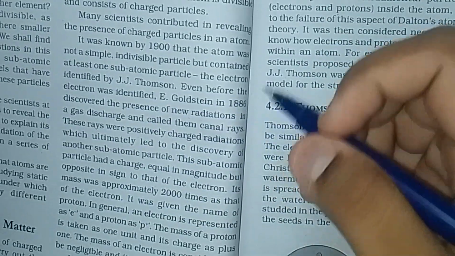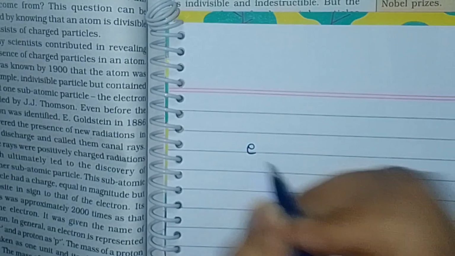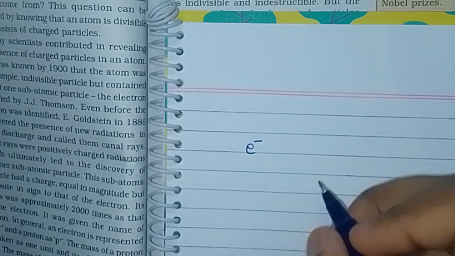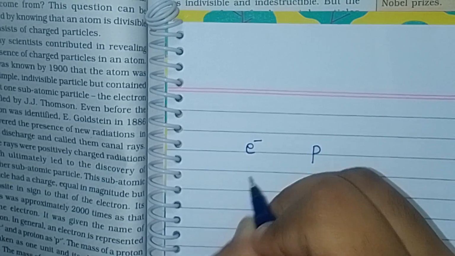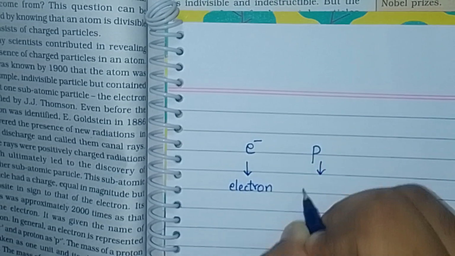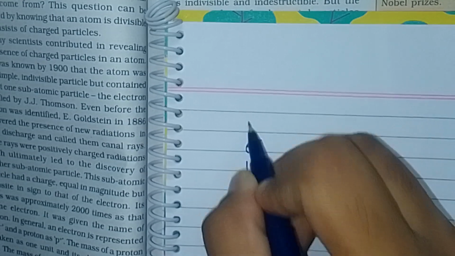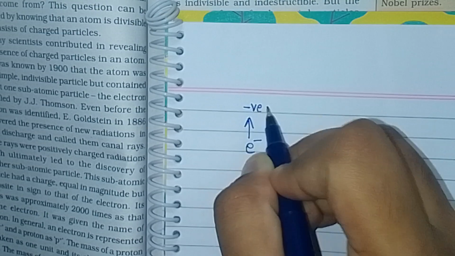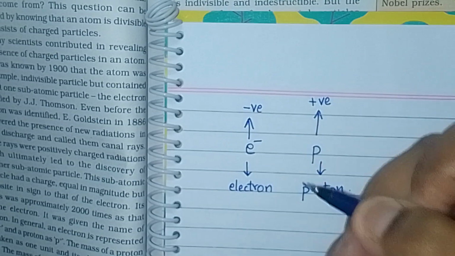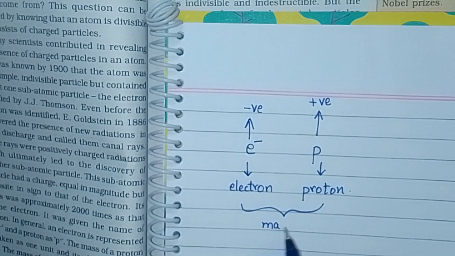So the electron is indicated by a small letter e with a minus sign on it, and the proton is represented by p. This is the electron and this is the proton. This is negatively charged and this is positively charged. Both are the same in magnitude. What is common for both of them? The magnitude is the same.